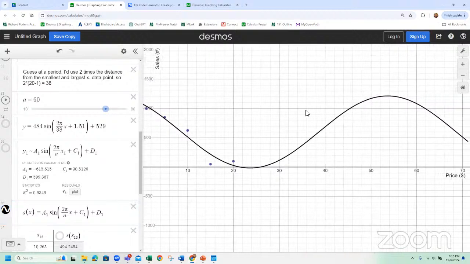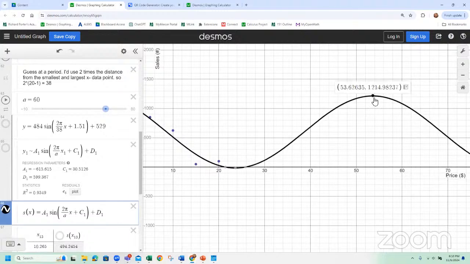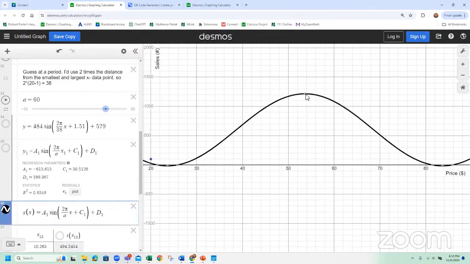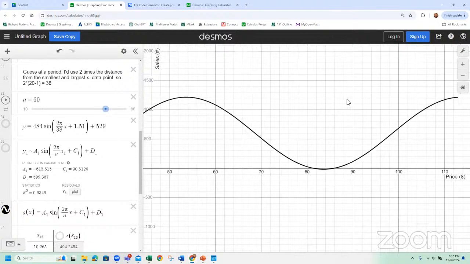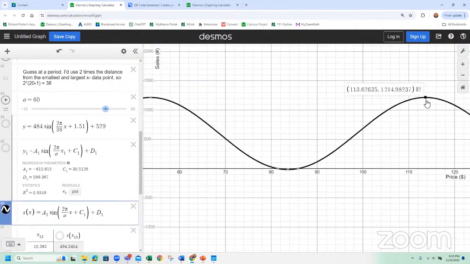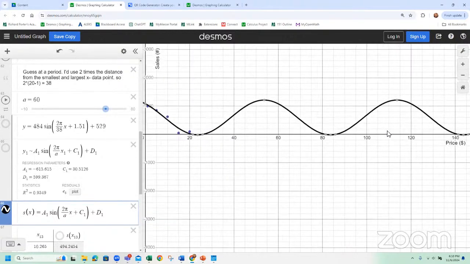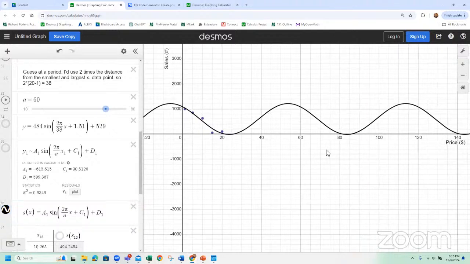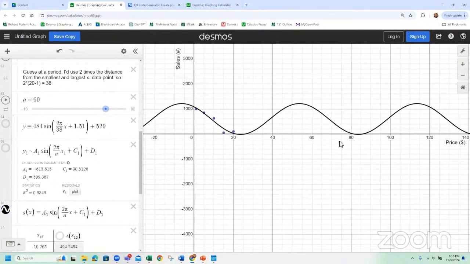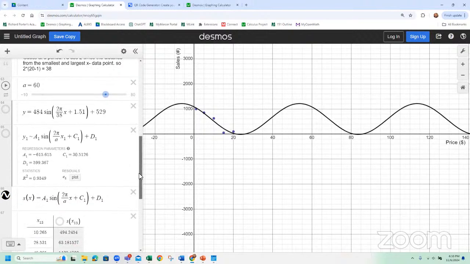If I do the next one, so let me just look at this one's 53. 60 plus 53 is 113. So this one right here should be at 113. Okay, I zoom out. So you can see the period is 60. That's about how long it takes for this thing to repeat itself. And that's what a period is.